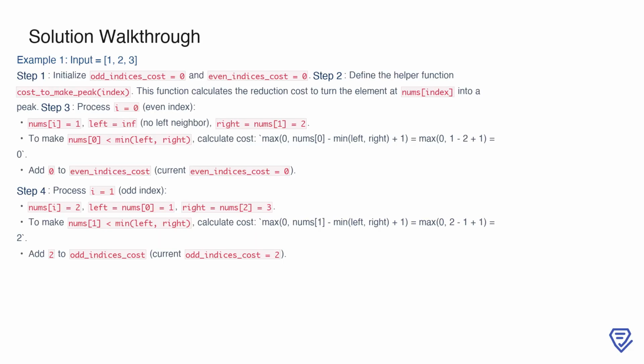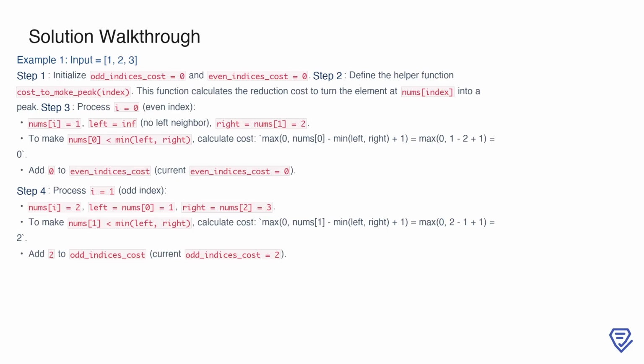To solve this problem, we start with an example input of 1, 2, 3. First, we initialize two variables, odd_indices_cost and even_indices_cost, both set to 0. These will track the total cost required to make the array zigzag for odd and even indices, respectively. Next, we define a helper function called cost_to_make_peak index. This function calculates the cost of reducing the value at a specific index so that it becomes a peak, adhering to the zigzag condition.